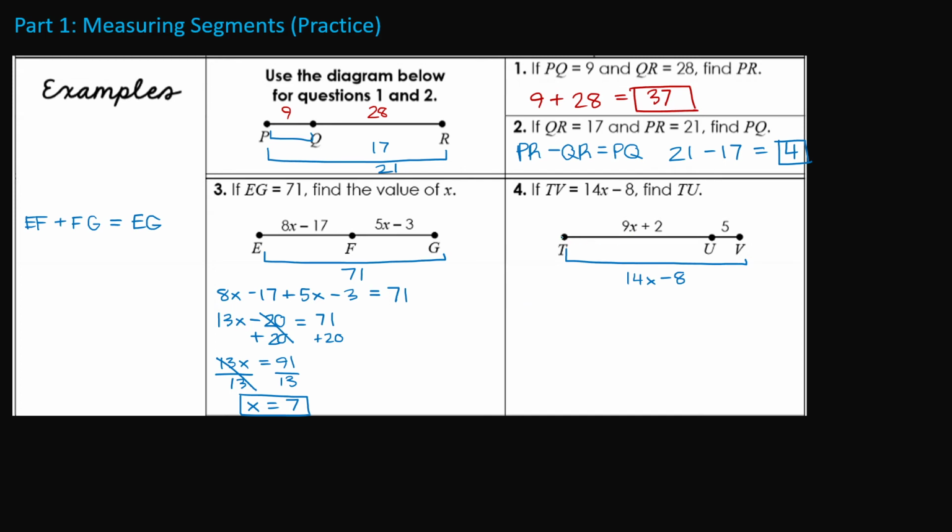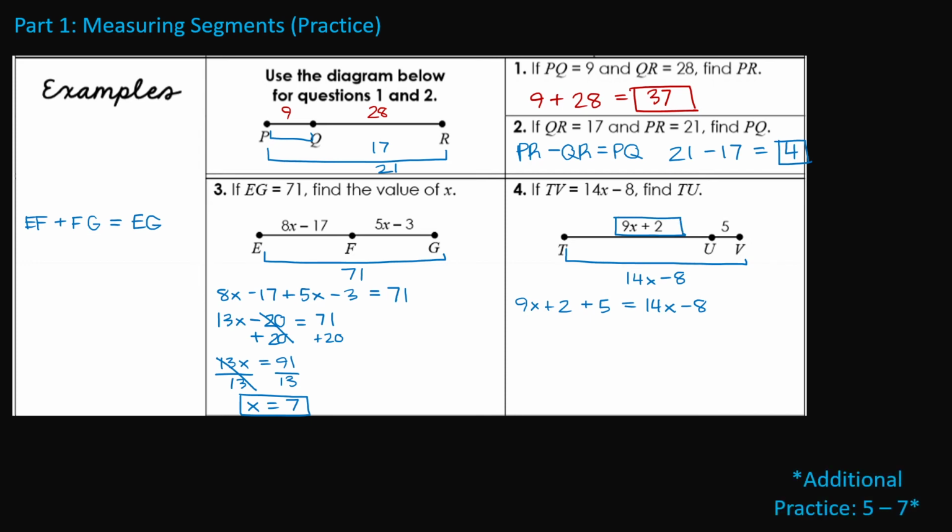So I'm seeing part 9x plus 2, TU, plus UV, which is 5, is equal to TV, the entire segment, which is 14x minus 8. And from here, I am going to leave that up to you to solve. Once you find x, you need to substitute the value of x into the expression for TU, which is 9x plus 2. You can check my answers later.